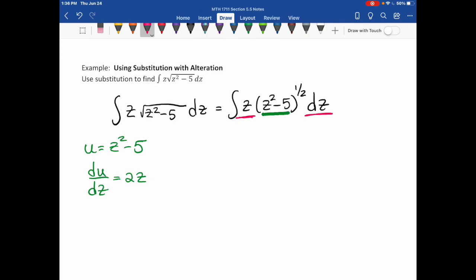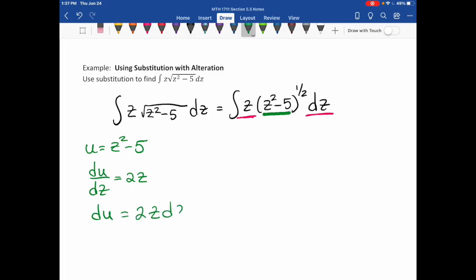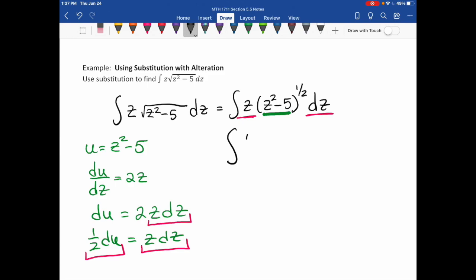Now, notice up here, I have to replace z and dz. So what I'm going to do is multiply both sides by dz, and I get 2z dz. But what I need to replace is z dz. So I'm going to isolate this and divide both sides by 2. So I have 1/2 du is equal to z dz. So now I know I can replace z dz with 1/2 du.